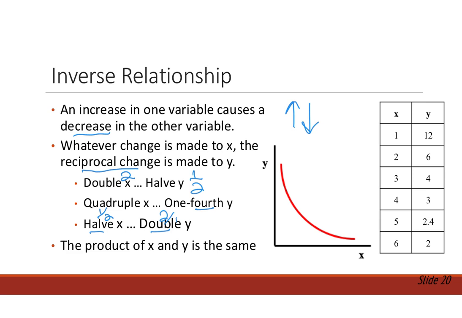In this case, the math result is that the product, when you multiply x and y together, you always end up with the same number. So if we looked at our chart, if you multiply 2 times 6, you get 12. If you multiply 3 times 4, you get 12. If you multiply 6 times 2, you get 12. So the product will always be the same in an inverse relationship. This also produces a curved line, as you can see.